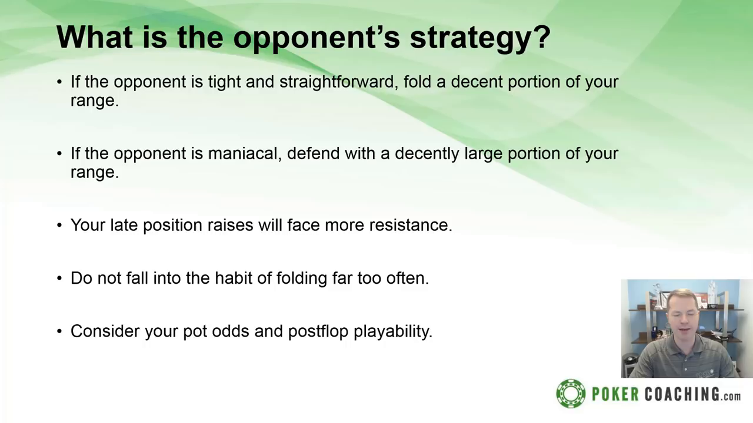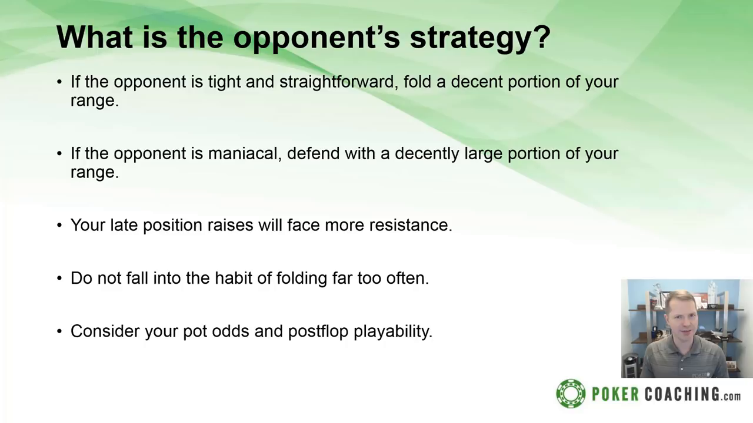But let's say they're a little bit more loose and a little bit more aggressive. You should be now a little bit more inclined to fold because they're not going to have a strong enough hand to just mindlessly put their money in every single time. So again, with some players who are a little bit more aggressive, you need to be a little bit more inclined to fold, which is kind of counterintuitive, right?